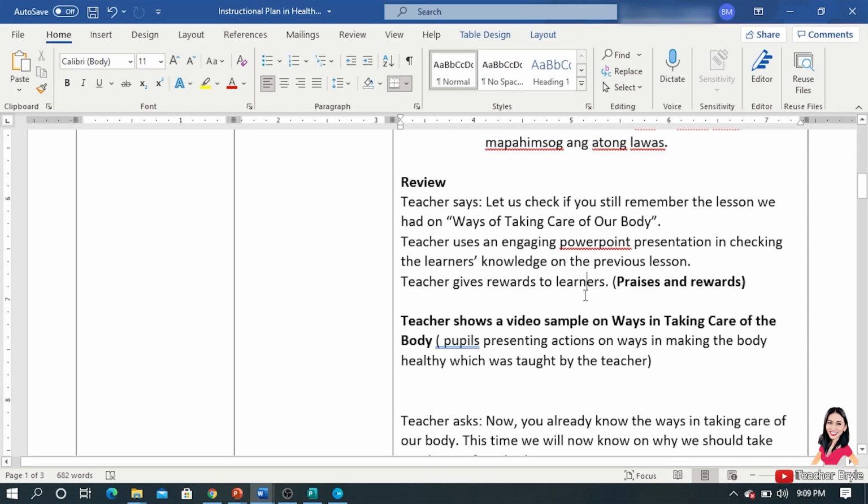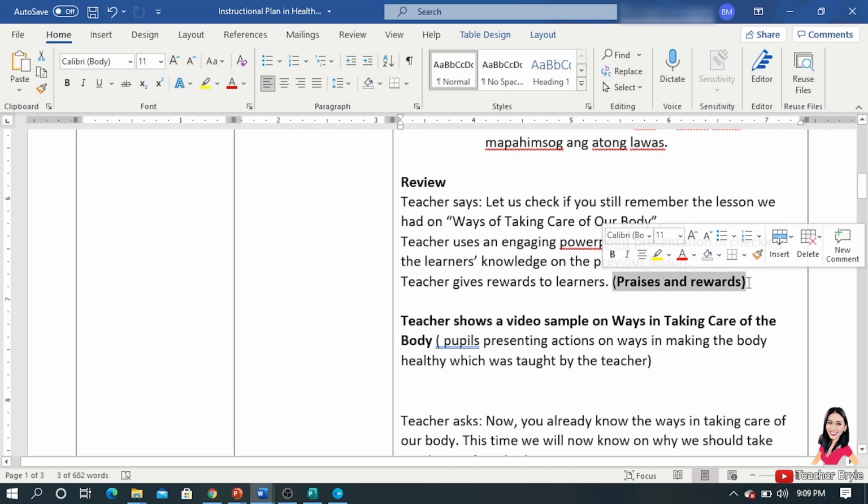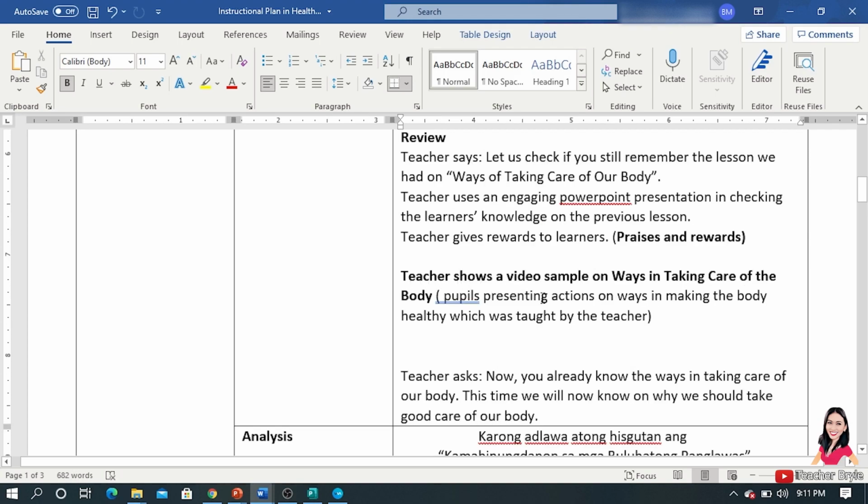Teacher gives rewards to learners. So here, highlighted, praises and rewards. Teacher shows a video sample on ways in taking care of the body, with pupils presenting actions on ways in making the body healthy, which was taught by the teacher. So, I presented here a video sample of my previous pupils nga nag-action sila og usang buhaton para mahimong himsog ang lawas. Naa sila'y mga actions nga gipang buhat nga akong gitudlo.